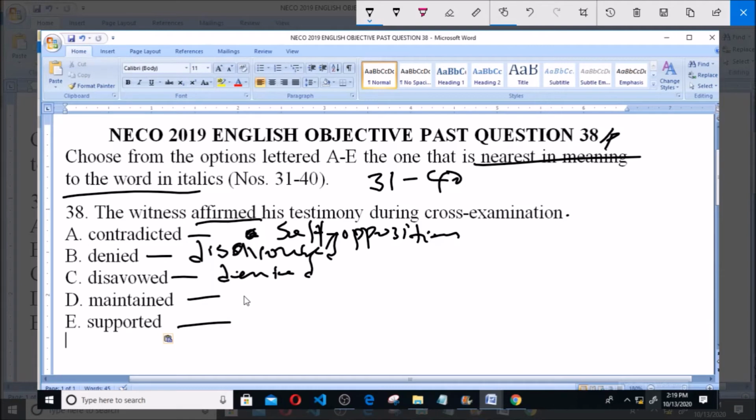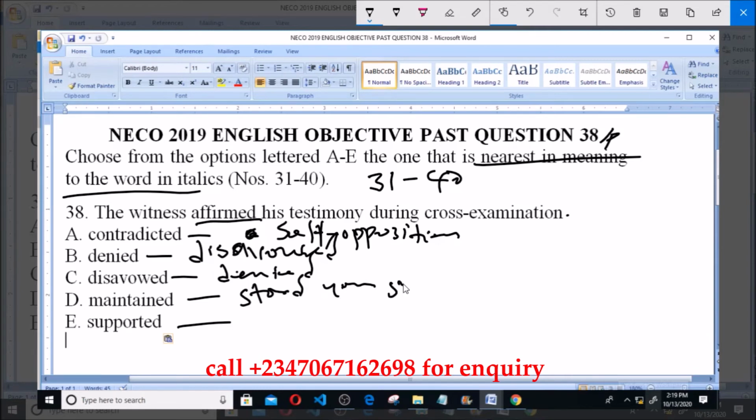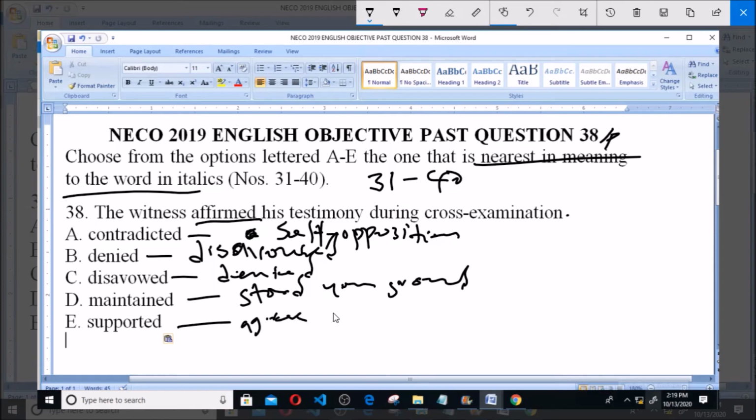Then when you maintain, it means that you stood your ground. That is, you maintain your ground. Then when you support, it means that you agree or concord or affirmed. So support is in line.